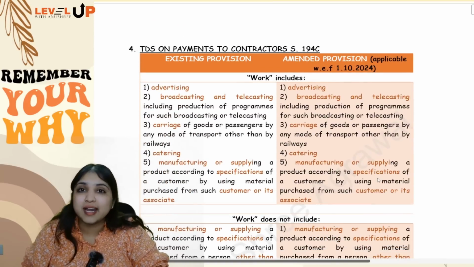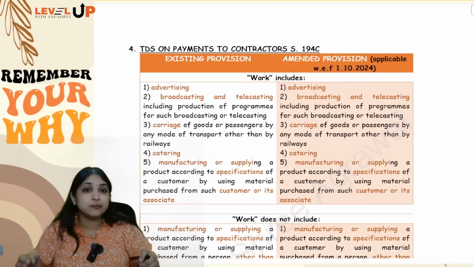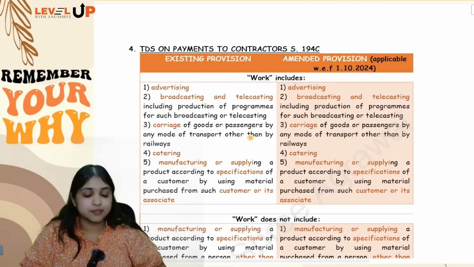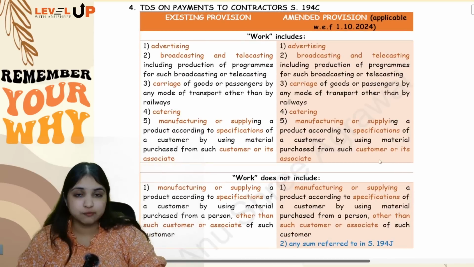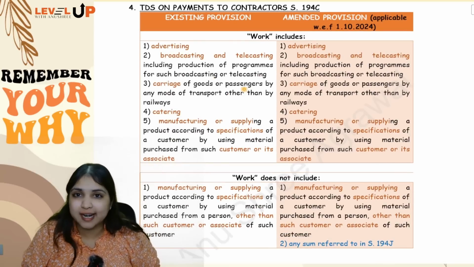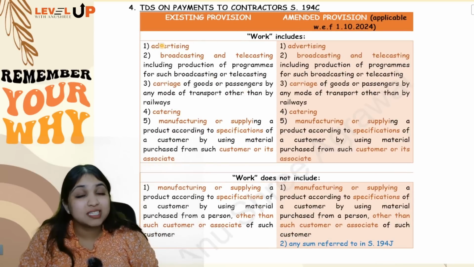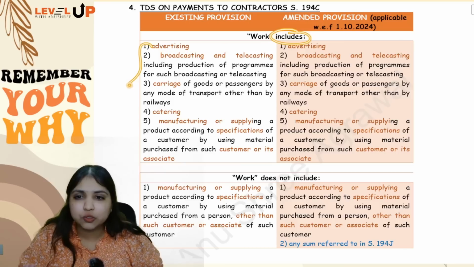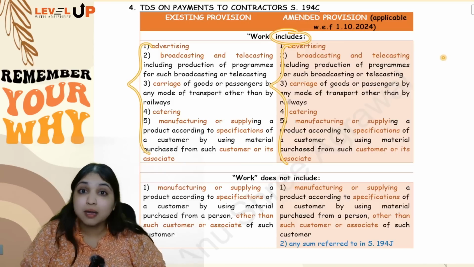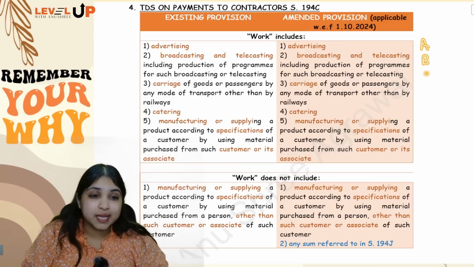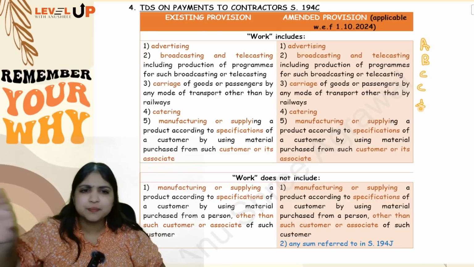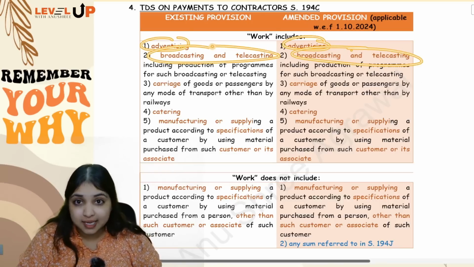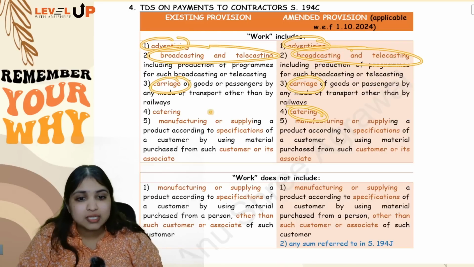Okay, then comes our 194C. 194C talks about TDS on payment to contractors, your works contract service. Now in section 194C, if you see, the meaning of works contract is given. What does works contract include and what does it exclude? So what does it include? It remains the same, guys. Remember how I taught you this A, B, C and one important point? That remains the same. A for advertising, B for broadcasting and telecasting, C for carriage, C for catering.